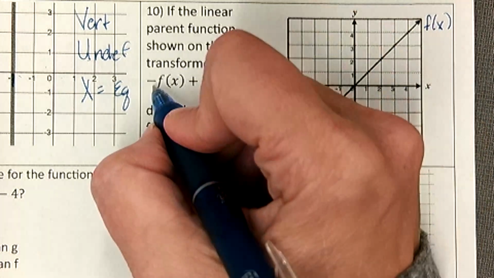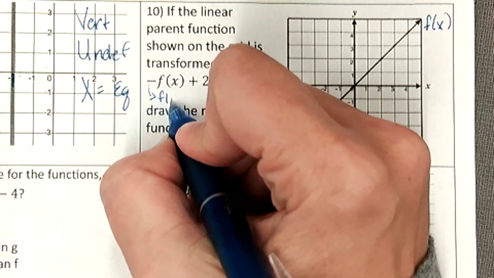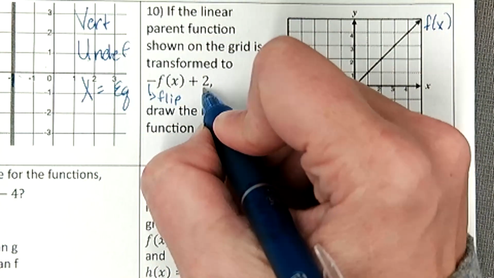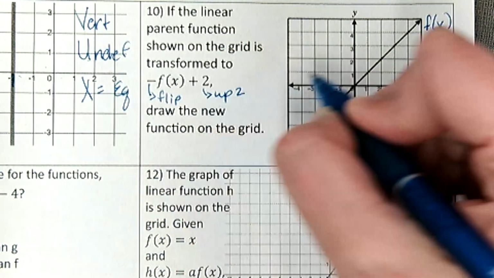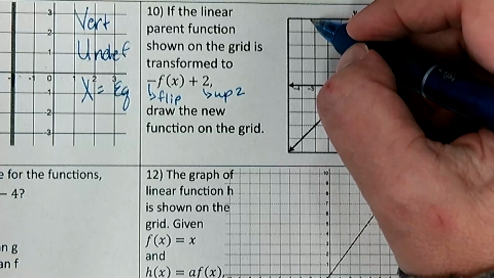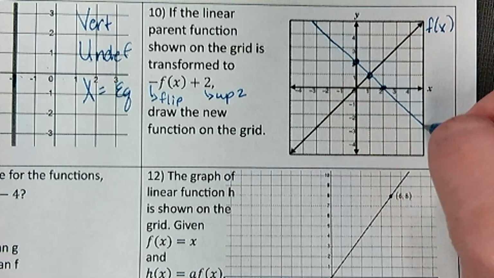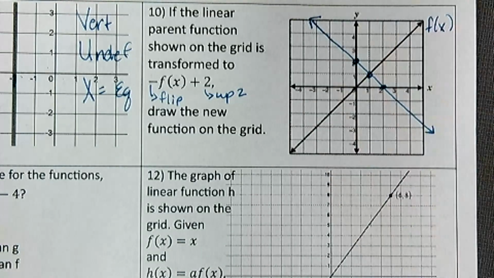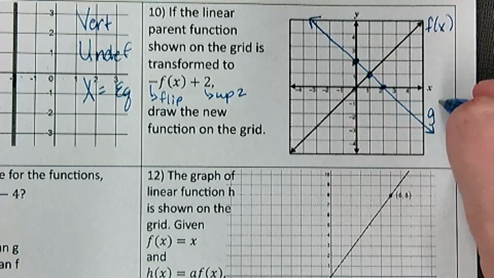So we can even make a little note, right? This is going to flip it. This is going to go up 2. So here, if you wanted to look at the table in Desmos, you could, so that you could see exactly those nice pretty points.